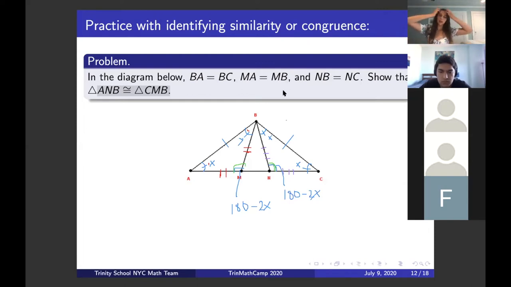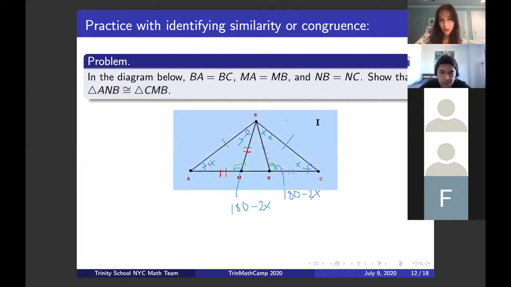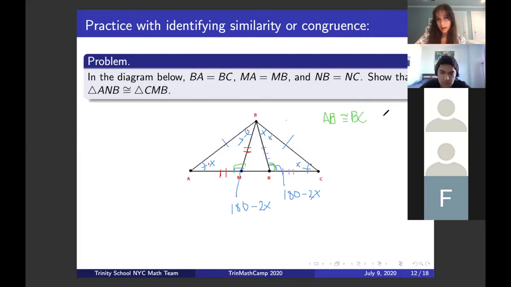Okay, let's talk. If we're looking at these two triangles, BAN and BCN, let's think about the things we know already. We know that AB is the same as BC, so let's write that down. AB is the same as BC, and so we have one side. We also know that angle A equals angle C.